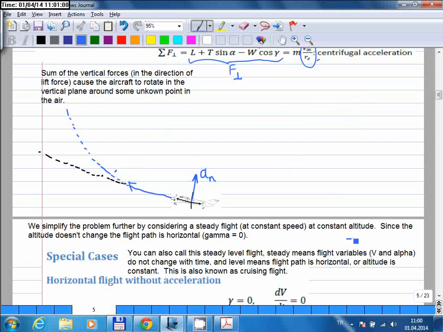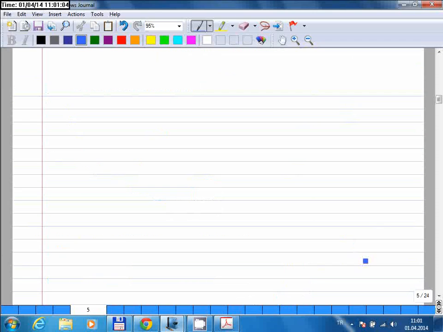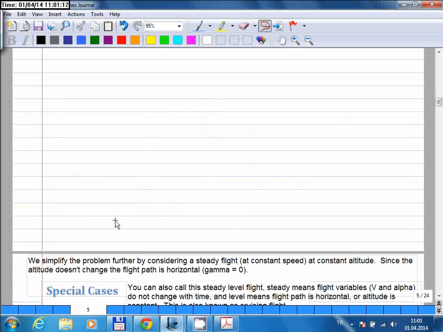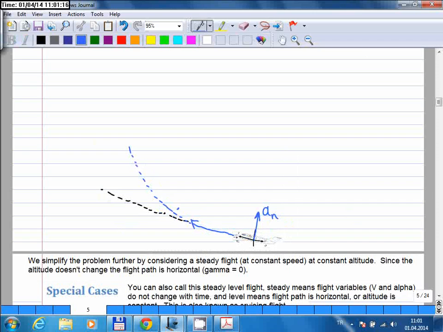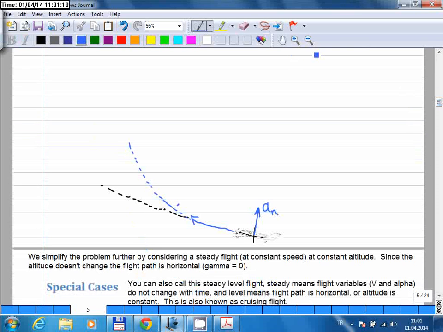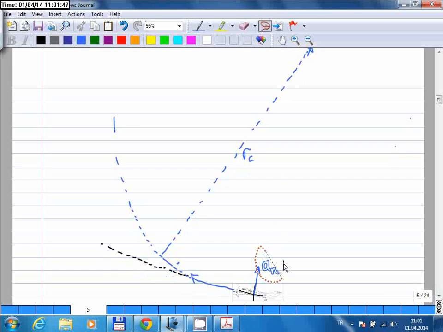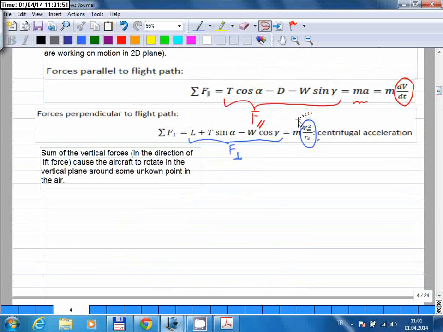So let me move everything to the next slide. Somewhere around here, let's say, the flight path will be a circle around this imaginary center of rotation. Okay, so let me call this R sub C. And the aircraft is making a circular motion around this point. Okay, and in this case, this acceleration, which I called a_n here, will be equal to V squared divided by R_C. Right? Hopefully you remember this from your physics courses.